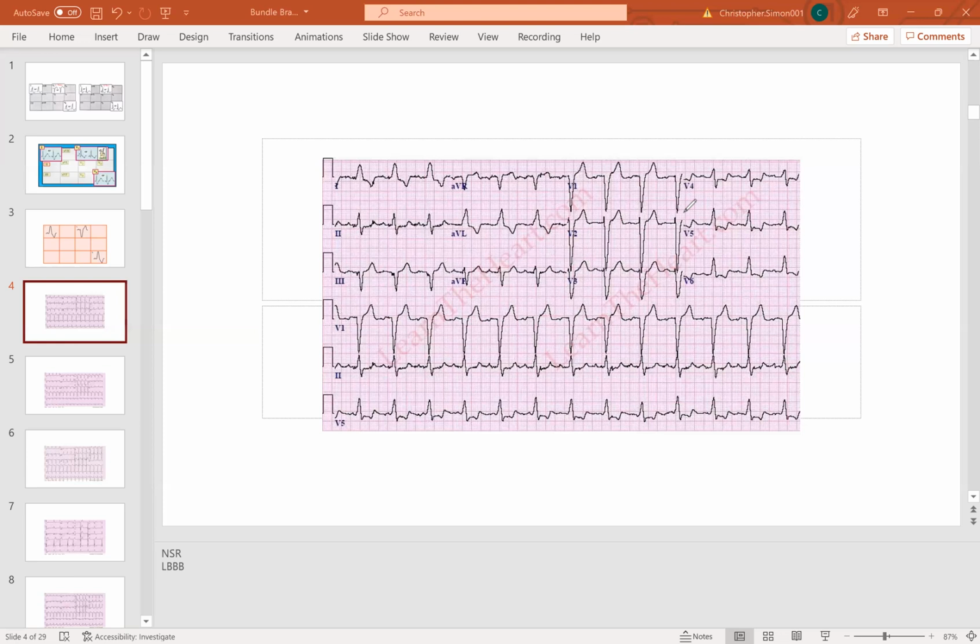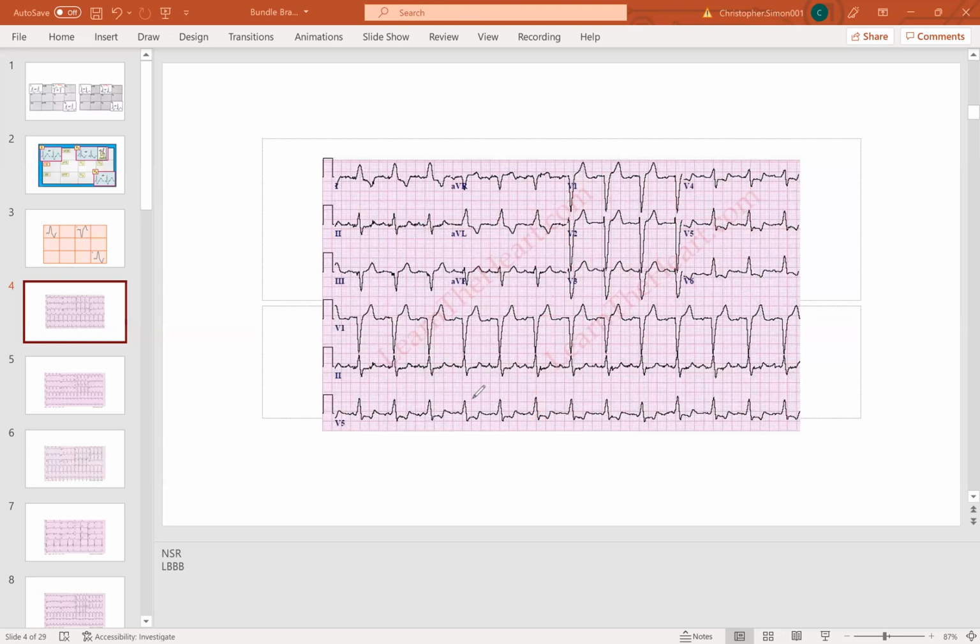The next thing I'm going to look at is my R to R interval, R to R to R. And I'm asking myself, is it regular or irregular? That looks like a regular rhythm. Then my rate, I'm not really looking to calculate it at this exact moment, but it's definitely between 60 and 100. So what do I know so far?